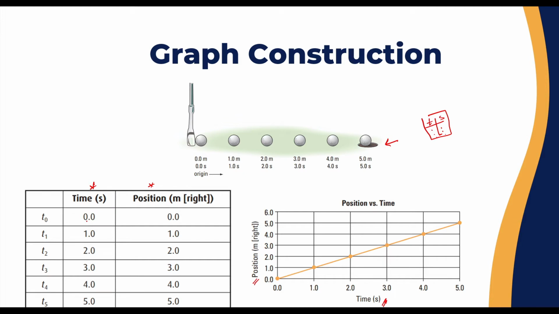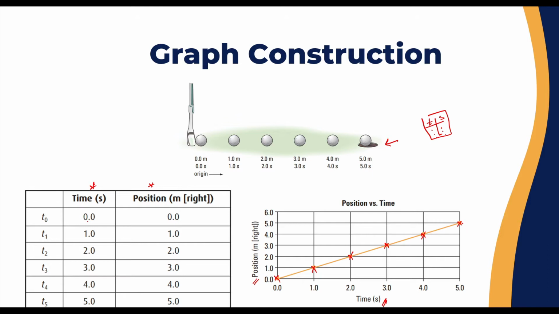So at 0, the position was 0, so I will draw a point at 0 and 0. At time 1 second, the position was 1, so I'll go to 1 second, position 1, and draw another point here. At 2 seconds, the position of the ball was at 2 meters. At 3 seconds, it was at 3 meters. At 4 seconds, at 4 meters. At 5 seconds, 5 meters.